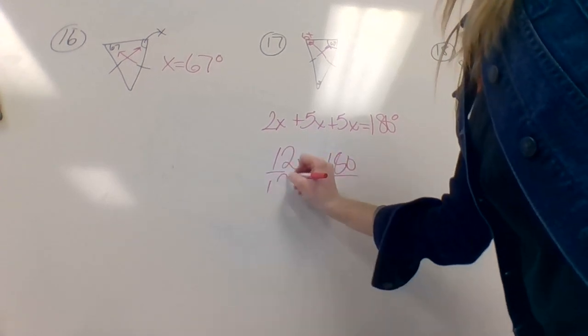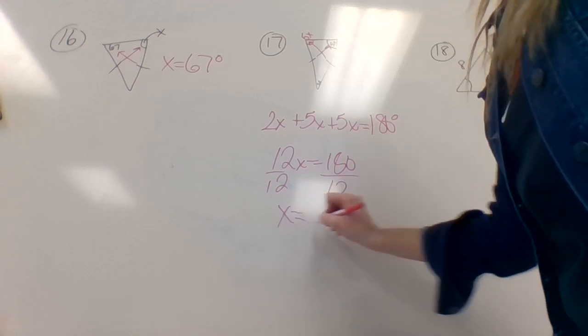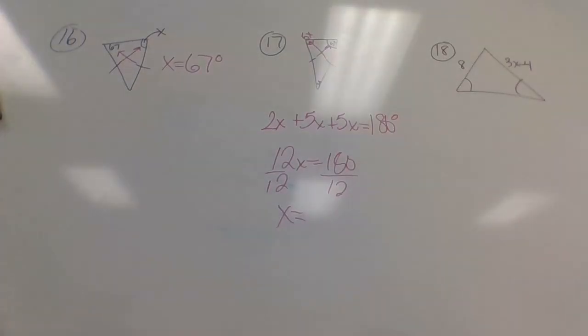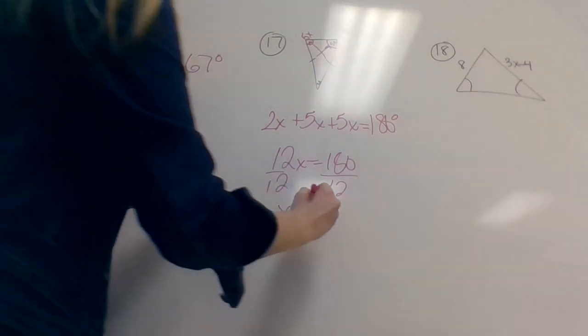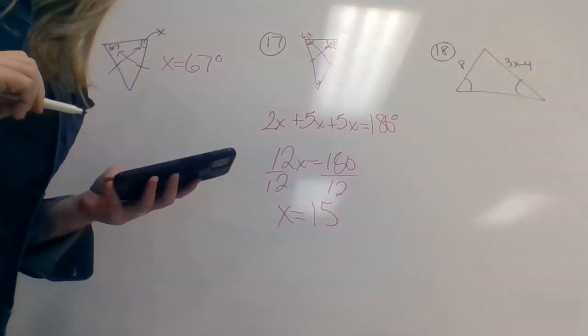equals 180. And then to get x by itself, we're going to divide. Let me grab my calculator to double check my math on this one. So I'm left with 180 divided by 12. So in this case, x equals 15.